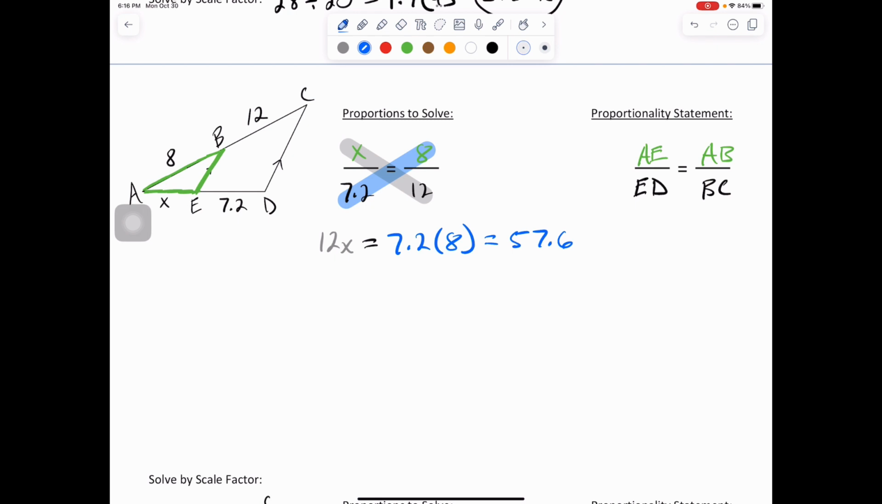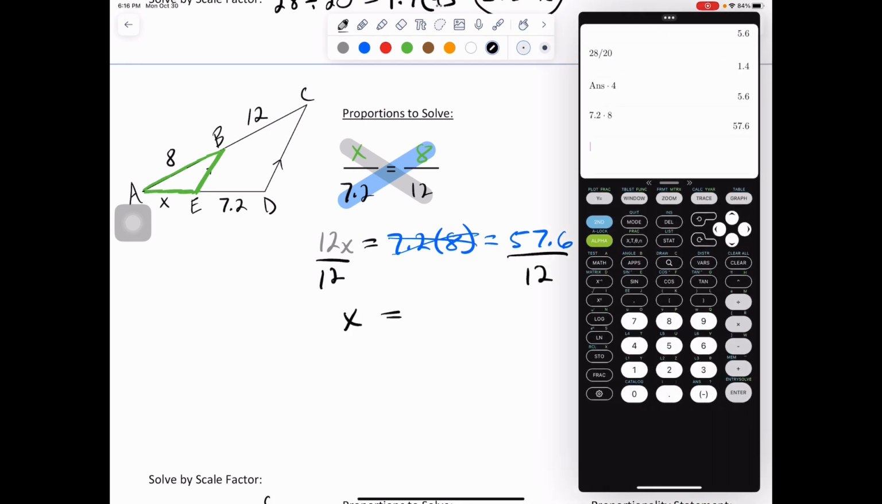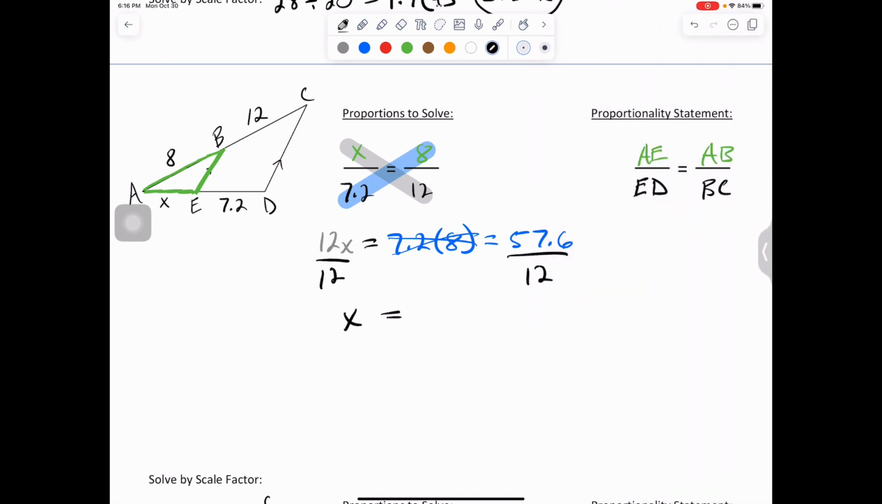All right, so we have 12x equals 57.6. I should have just put that into the calculator. Sorry about that. But yes, go ahead and divide each side by 12. Wonderful job, class. Thank you. So x equals 57.6. Let's divide it by 12. We get 4.8.